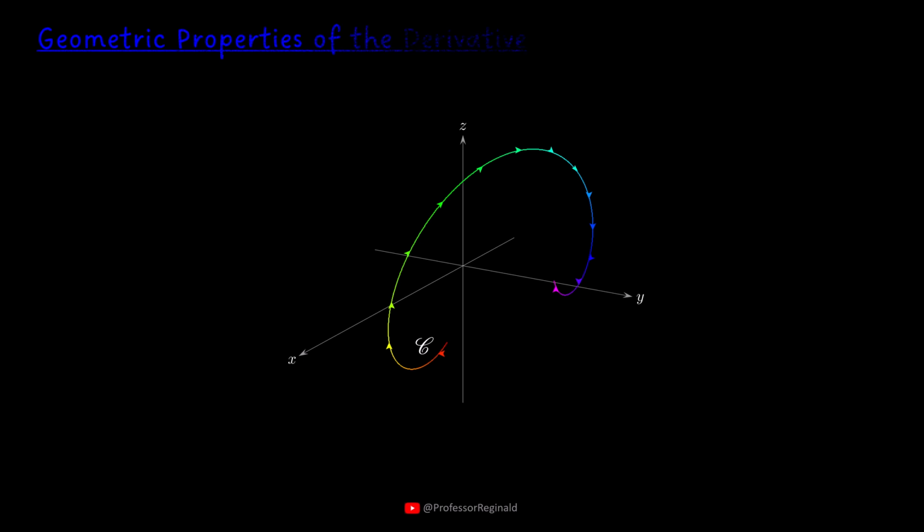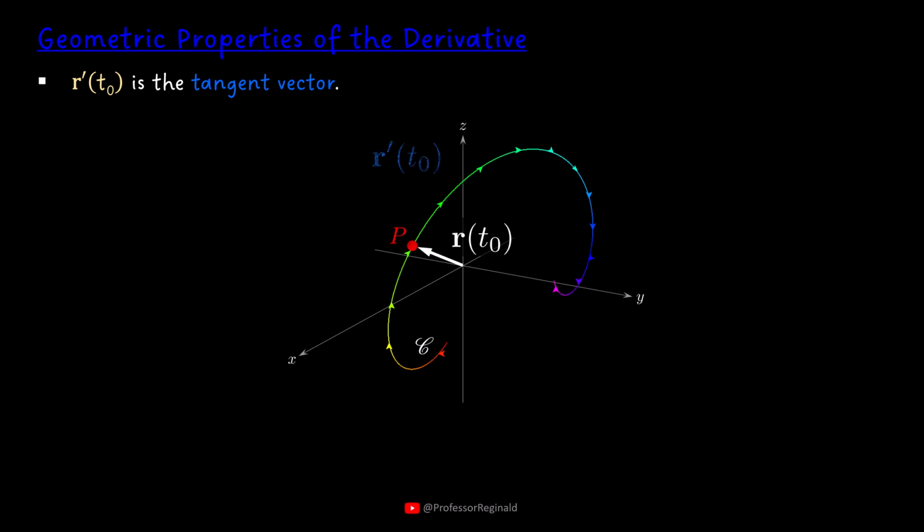Geometric properties of the derivative. Consider a point on the curve where the value of the parameter is t0, and r of t0 is the position vector of the point. r' of t0 is the tangent vector to the curve defined by the vector-valued function r where t equals t0. In the figure, the vector r' of t0 is tangent to the curve at point P where t is equal to t0, and it points to the direction of increasing parameter.